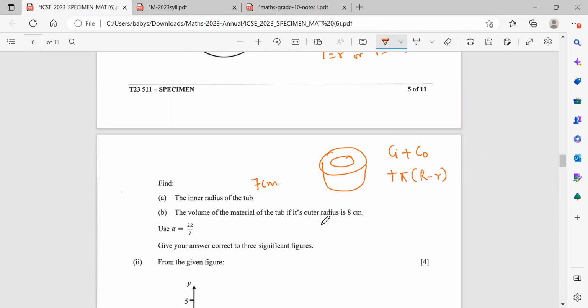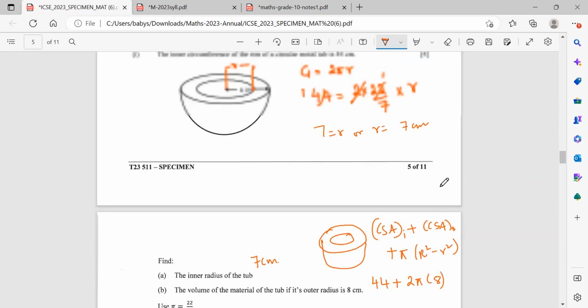So CSA, it's better to write CSA. Here, the inner curved surface area plus the outer curved surface area plus this ring, concentric ring, pi into R square minus r square. Now it's right. So CSA inner will be what? It is given already. That is 44 centimeters. And what is the outer? Outer one is 2 pi capital R. Capital R is 8. They've given the outer radius as 8.